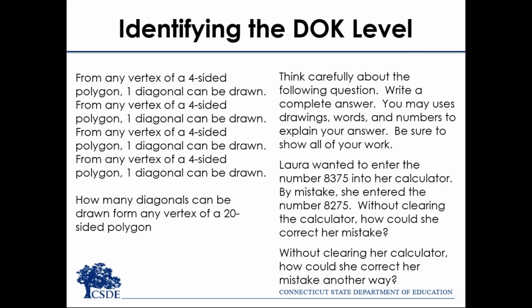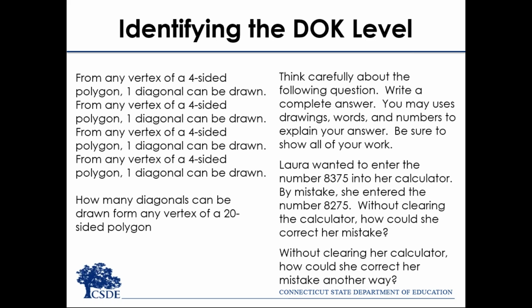The first question says, from any vertex of a four-sided polygon, one diagonal can be drawn. There's clearly an error with this question, and I apologize for that. Ultimately, the question will ask for how many diagonals can be drawn from any vertex of a 20-sided polygon. This particular question should have had a pattern going in the dialogue before getting to the question.